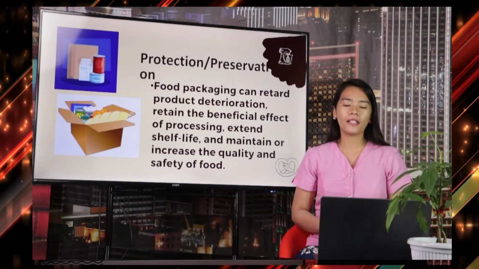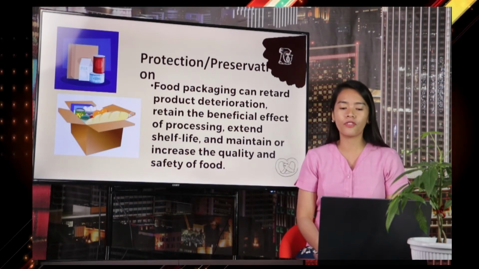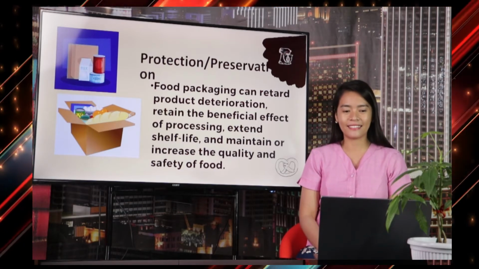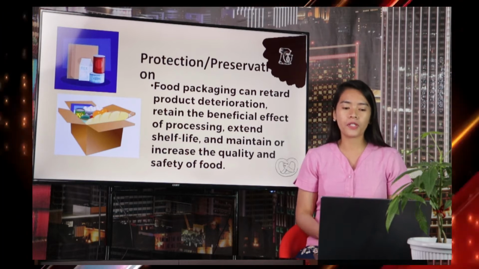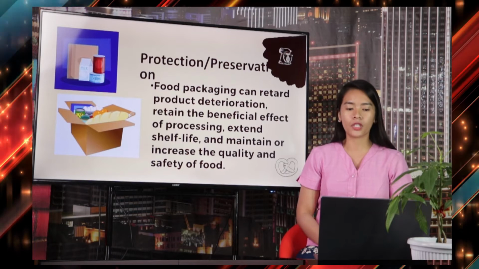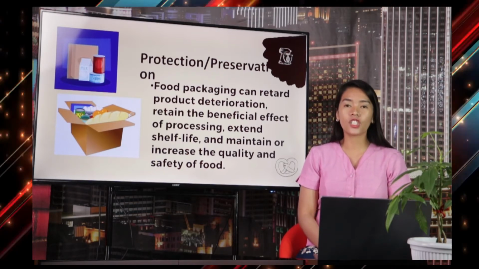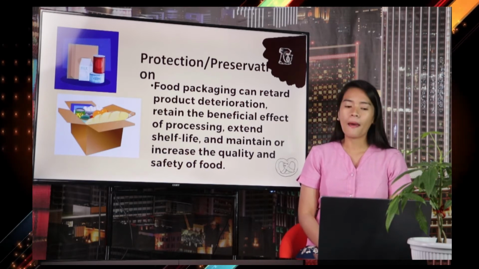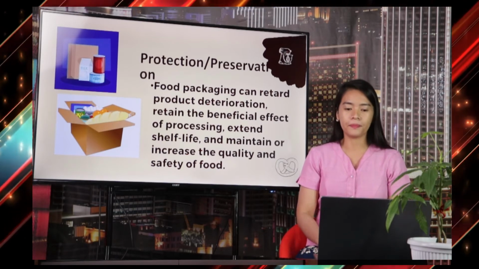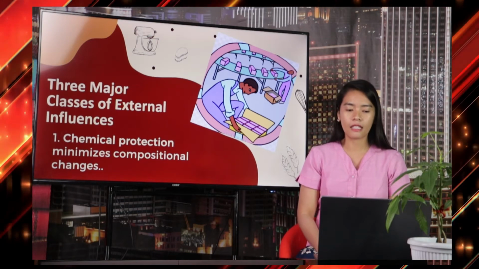In doing so, packaging provides protection from 3 major classes of external influences, such as chemical, biological, and physical. Protection or preservation. Food packaging can retard product deterioration, retain the beneficial effect of processing, extend shelf life, and maintain or increase the quality and safety of food. There are 3 major classes of external influences.